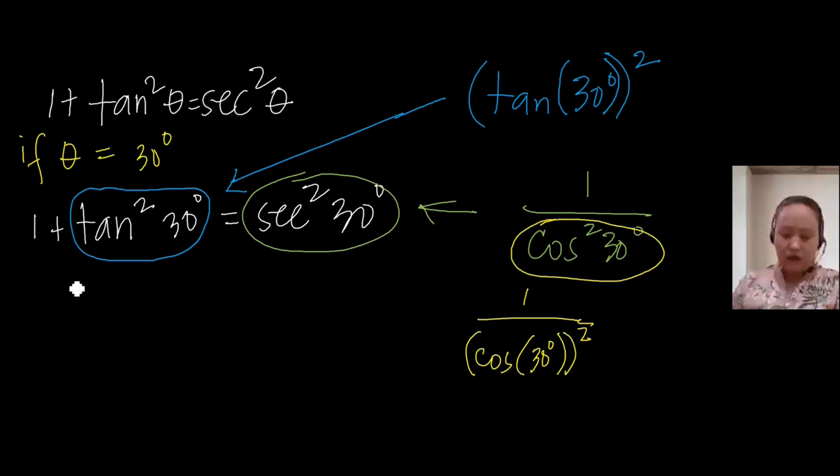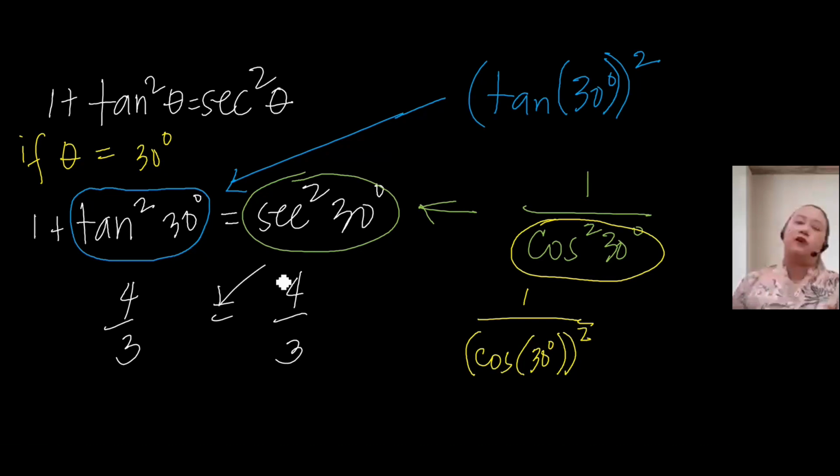So 1 plus tangent squared 30 degrees is 4 over 3. And 1 over the square of cosine 30 is also 4 over 3. So this is one of the values showing that 1 plus tangent squared theta is really equal to secant squared theta. Just remember that this equation is one of the identities in trigonometry. It is a trigonometric identity.